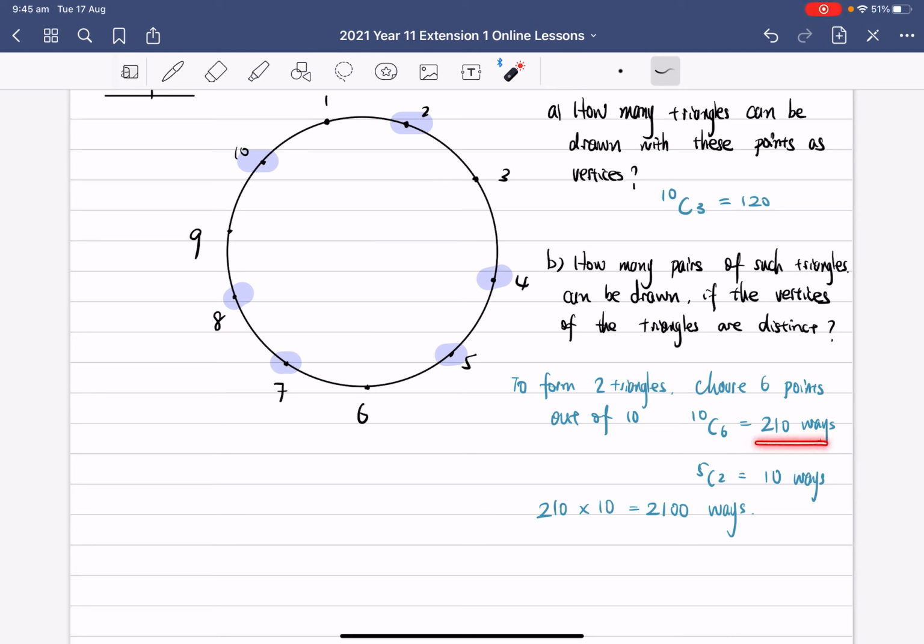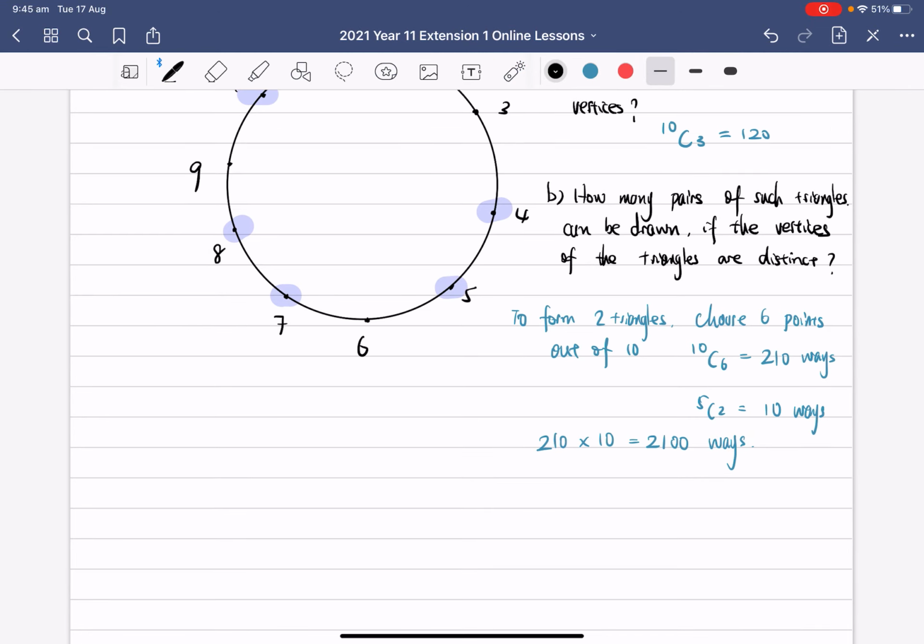So there are 210 ways to pick 6 points. Within the 6 points, you have 10 ways to form 2 triangles. Therefore, if you multiply them together, in total you have 2,100 ways.